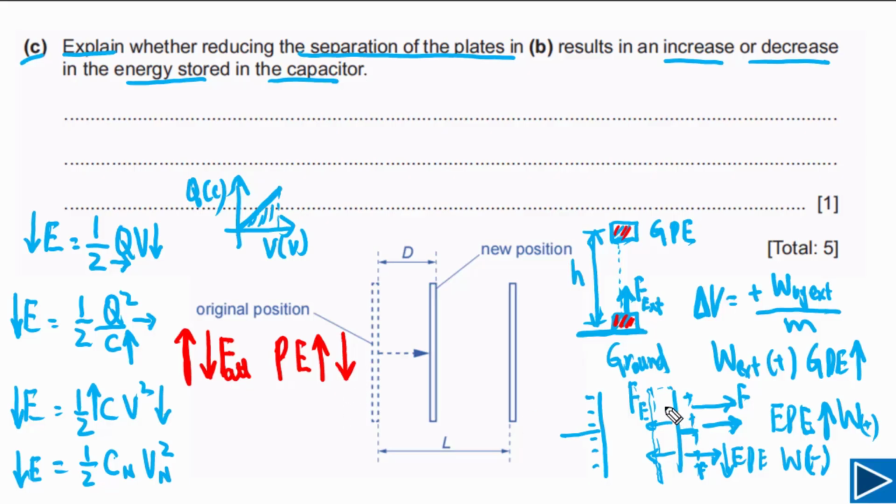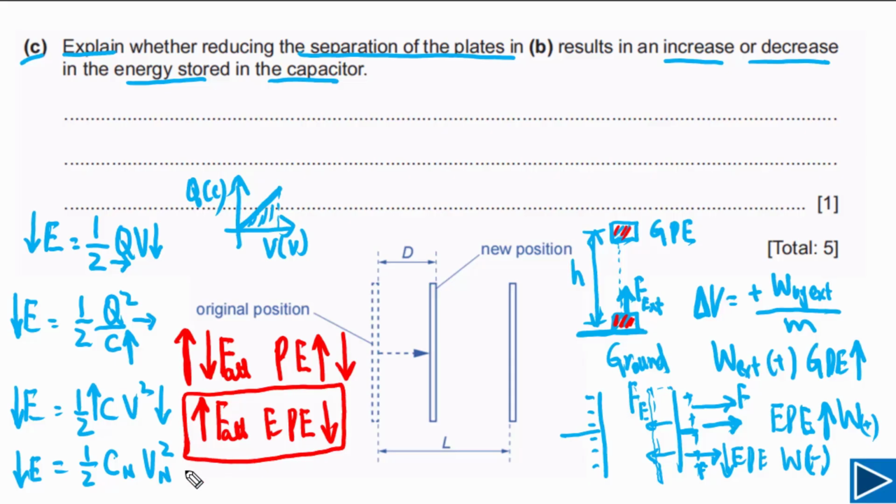And this is also true for electrical forces as well. When we move these plates together, the attractive force between the plates increases. So it means the electrical potential energy stored in the capacitor decreases. And that's all. This one point is what you need to write down to answer this question. We can also answer this using this equation. Any one of them you use, you will get 1 mark.